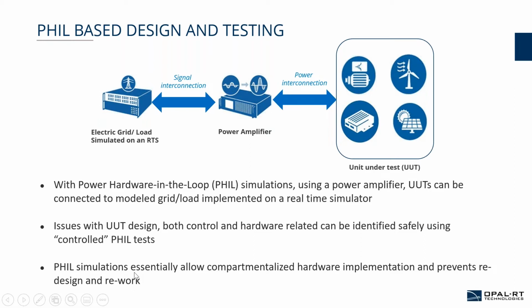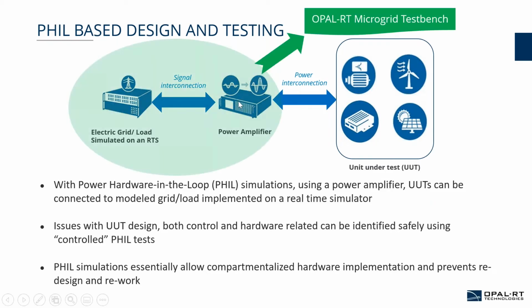P-HIL simulations essentially allow you to compartmentalize your hardware implementation, and the main advantage is that it allows rework and design rework that can exist if you are directly connecting to a grid, and there can be issues of real fault situations which might make your equipment not operate as it is intended to operate. The real-time simulator and the power amplifier together is what is constituted on the OPAL-RT microgrid test bench, which is what I'll be talking about in the next slide.